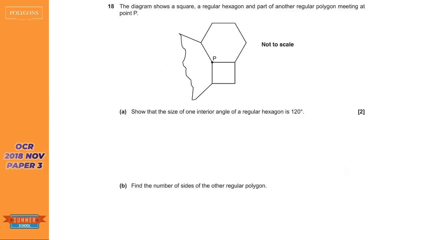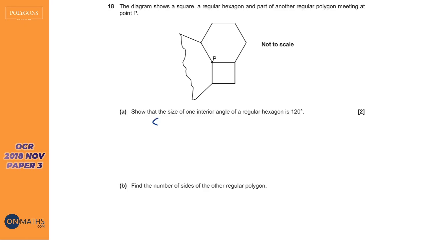And our final question comes from OCR. And there is a lot going on in this question, but it does tell us that the first thing we've got to do is work out the size of one interior angle of a regular hexagon. So we can start off with that.